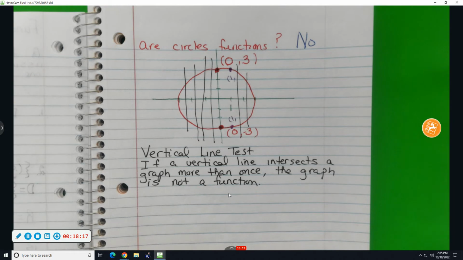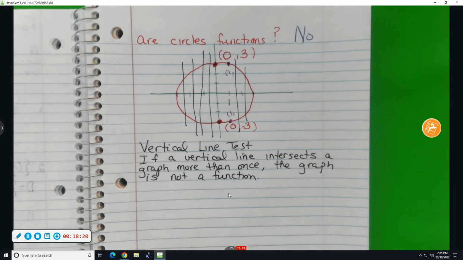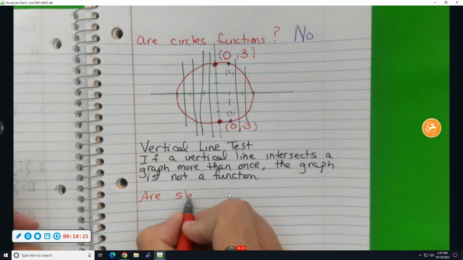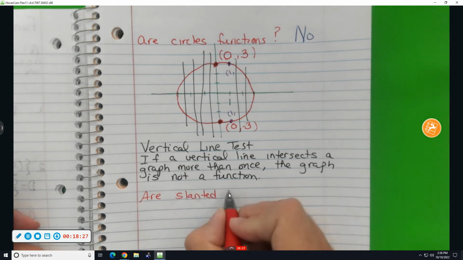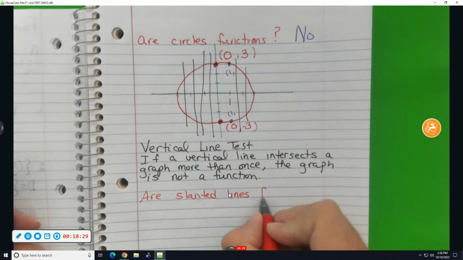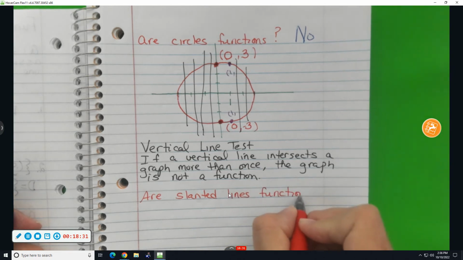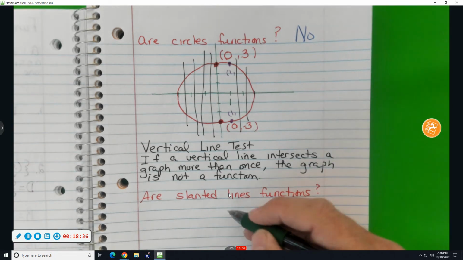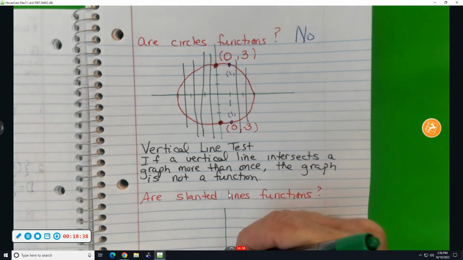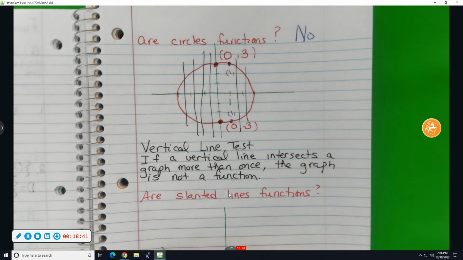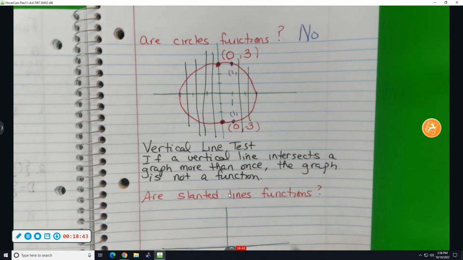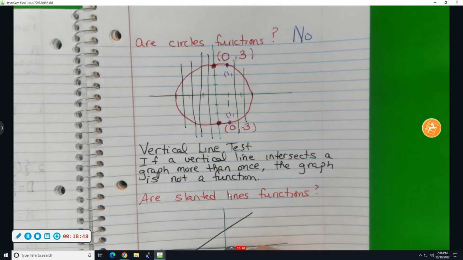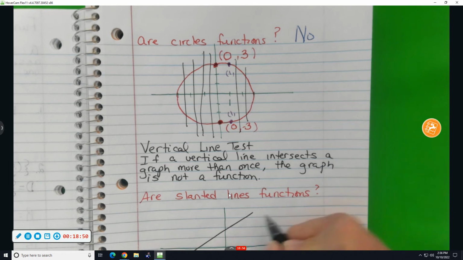How about another question? Y'all love these questions that aren't even homework problems. What about slanted lines? Are slanted lines functions? To answer that, can you just picture any slanted line you want to draw? I'm going to draw. Here's my black slanted line.